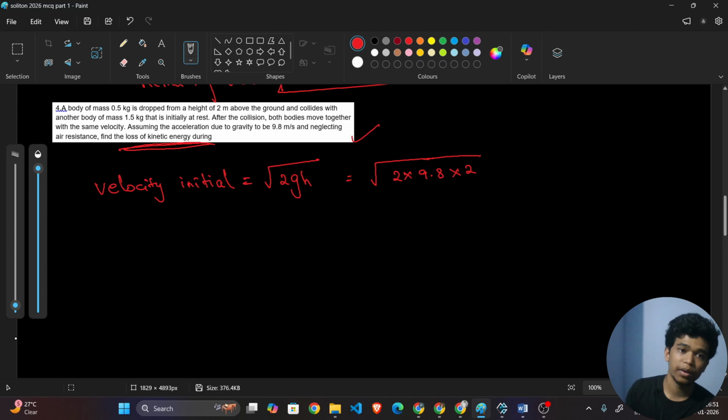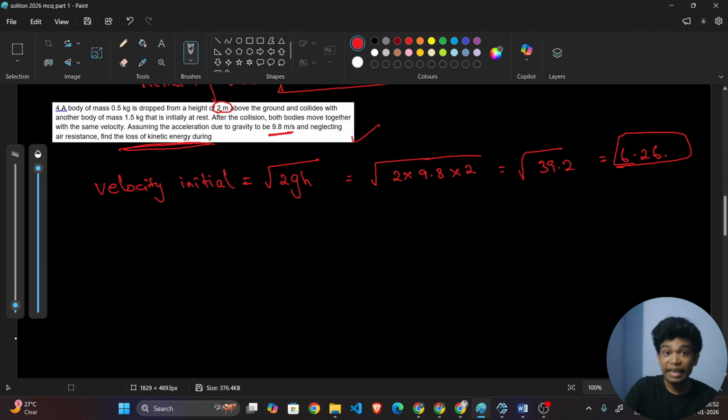In some cases, they will give the height in centimeters. If they have given it in centimeters, you want to convert into meters, because in your gravitational value you have taken 9.8 meters per second squared, which means you are working in meters. Careful. Now, root of 39.2 is equal to 6.26. So this is your initial velocity.